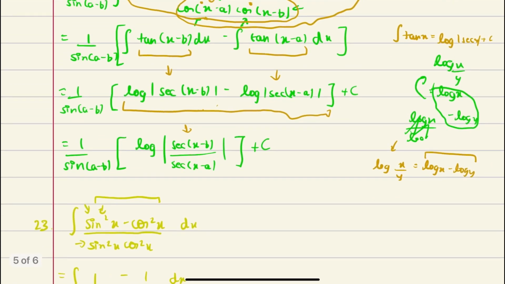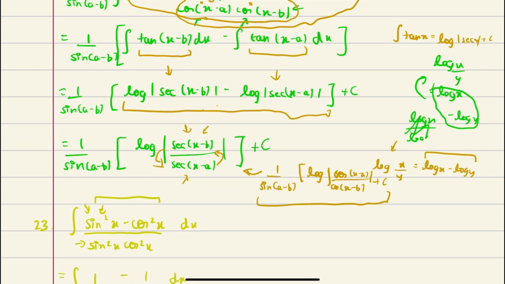And of course, we can convert this to cosine if you want to get the answer in the book, which is because this is the reciprocal of 1 over cosine x minus b, and this the reciprocal of 1 over cosine x minus a. We can just flip the values and write it in terms of cosine. That's just going to make cosine x minus a over cosine x minus b plus c. That is the answer given in the book, but you can leave it at that, and that would be correct.